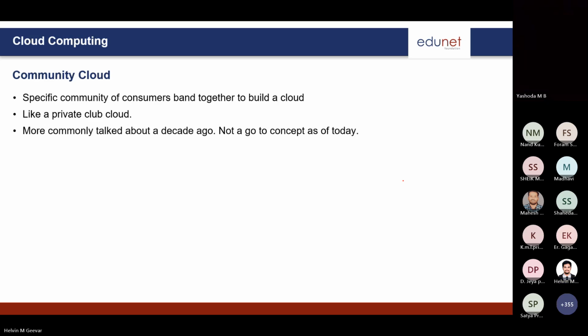There is an example like a private club cloud. A club means there are many members, and they are setting up something. The members may not be from the same place. The club may have different branches, or be in different geographical locations, whatever it is. But the common thing among them is that they are in the same community.